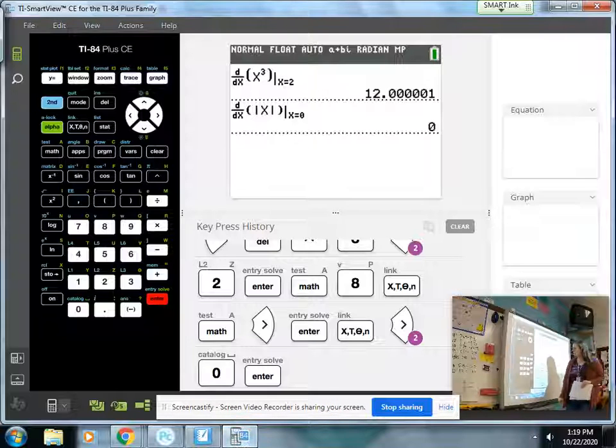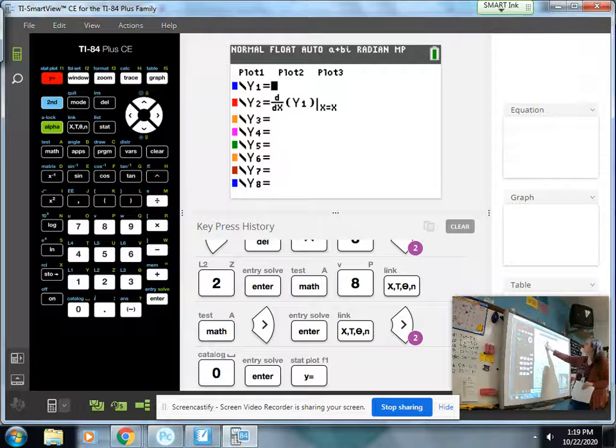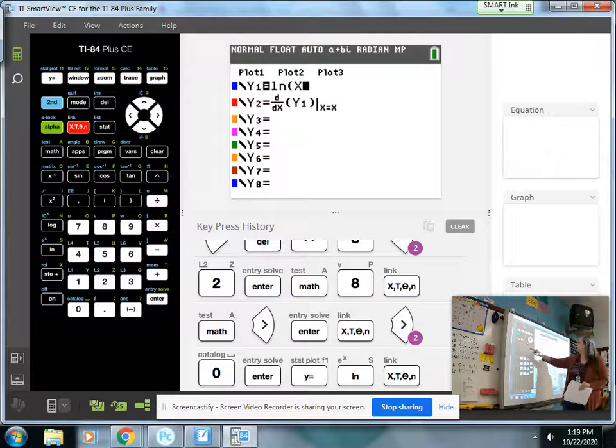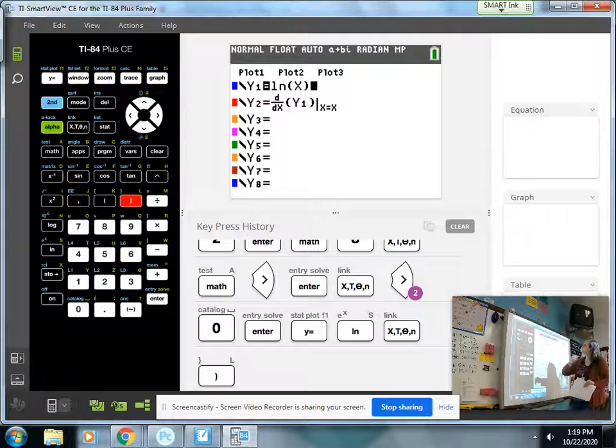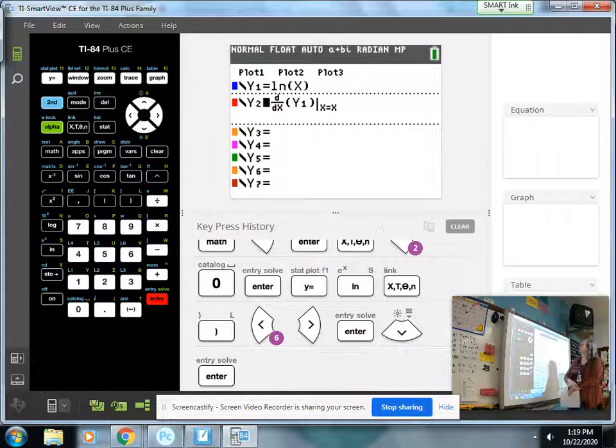So if I go to my calculator, this is the whole reason why my y2 up here is d/dx of y1, with x equals x, and you'll see that in a minute. So natural log of x is going to be my function. And I'm actually going to turn that function off because I don't want to graph it. But I do want to graph the derivative.